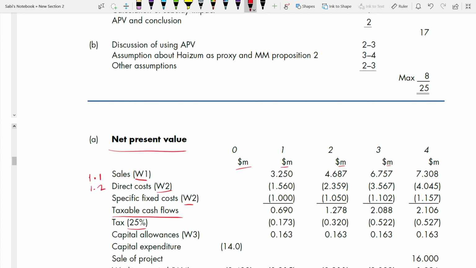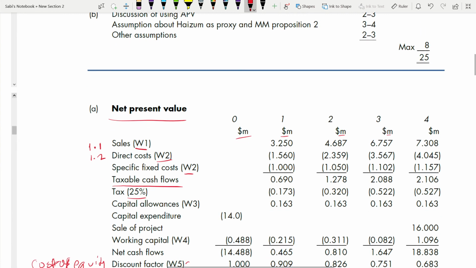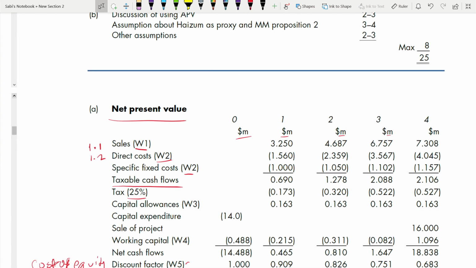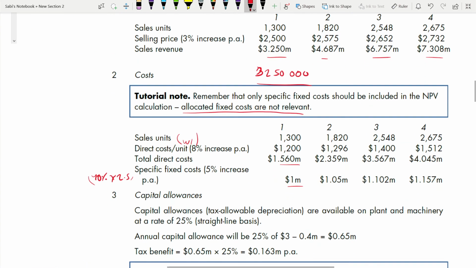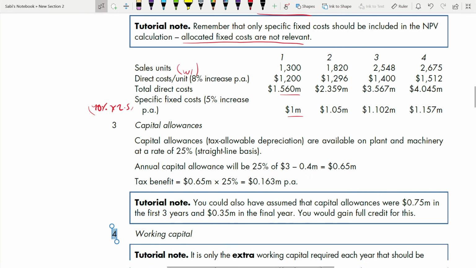Okay. Usually what we do, tax allowable depreciation we put add there and then again deduct it. But here we didn't do like that. Now why is that? We'll see the assumptions. It will be given there in the assumptions. So capital allowances, next is capital allowances. It is coming in working number 3 and it is 0.163 for each year. We'll see how, on a straight line basis, so not much work is required here.